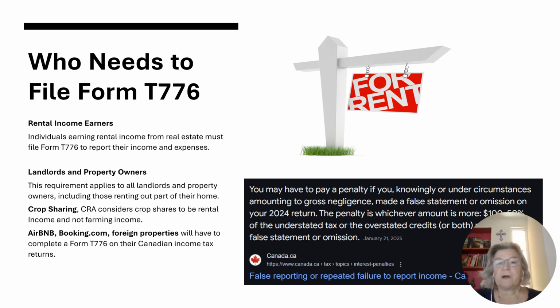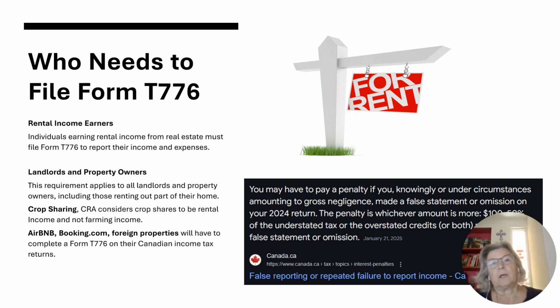What if you don't file? Well, you're going to have a penalty. Okay, if you knowingly or under circumstances do not file, in essence, you're making a false statement or omission. You may get caught under the anti-avoidance rules, and you could pay a lot. The minimum would be $100 or 50% of the understated tax or overstated credits, or both, depending on the situation. Was it intentional? Was it not?